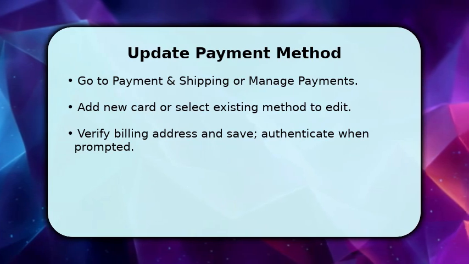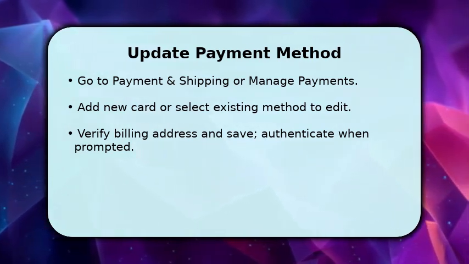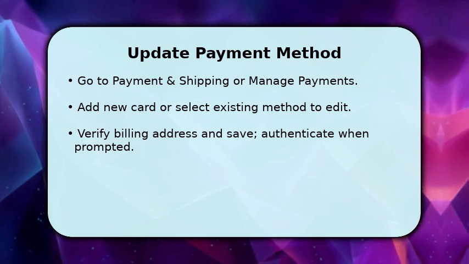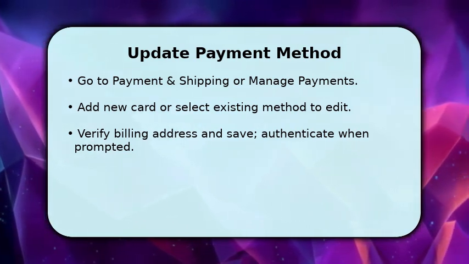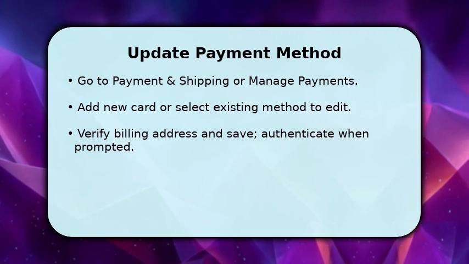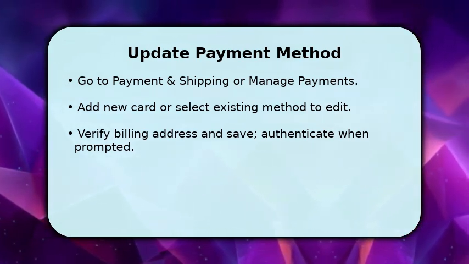You'll now add or edit the payment method. Once in Payment and Shipping or Manage Payments, tap Add Payment Method to enter a card or choose an existing method to update details. Enter number, expiry, CVV, and confirm the billing address exactly as your bank has it. Mismatches cause declines. After saving, Apple may perform a small authorization to validate the card.